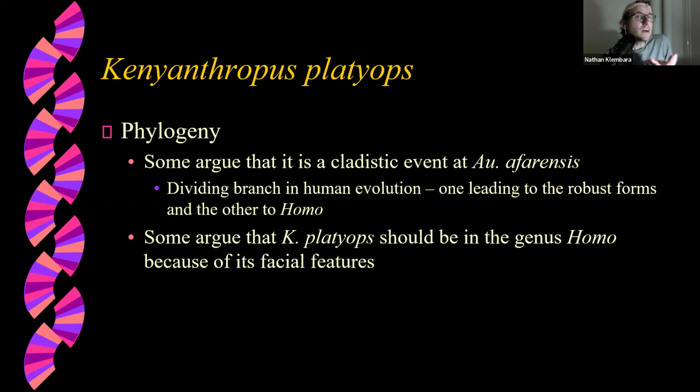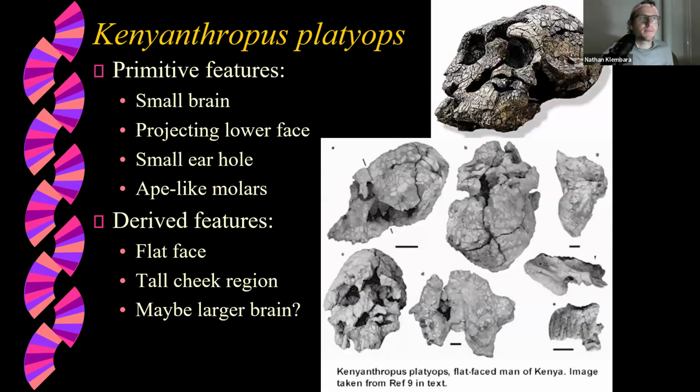Now, if this is real and Kenyanthropus really does have this really flat face, then it's not outside the realm of possibility that Kenyanthropus is maybe the ancestor to Homo, because in Homo, we're also going to see faces getting flatter and flatter. Again, it really depends on whether Kenyanthropus platyops is a real genus and a real species, or if the reconstruction of the skull is just wrong. It really is up for a lot of debate.